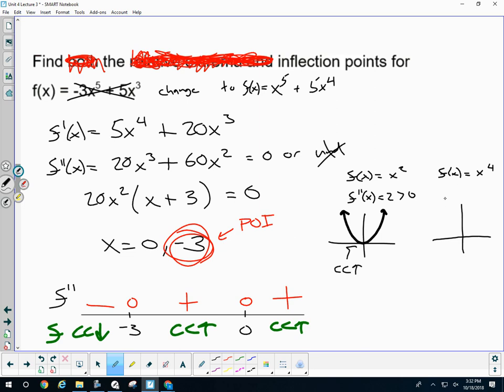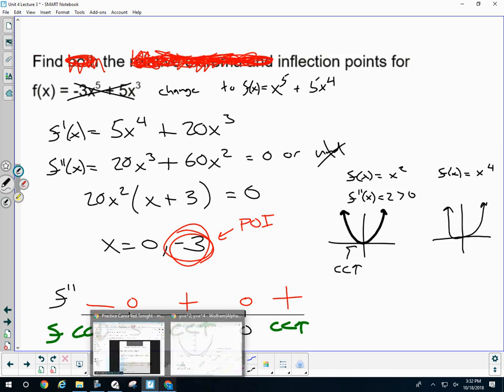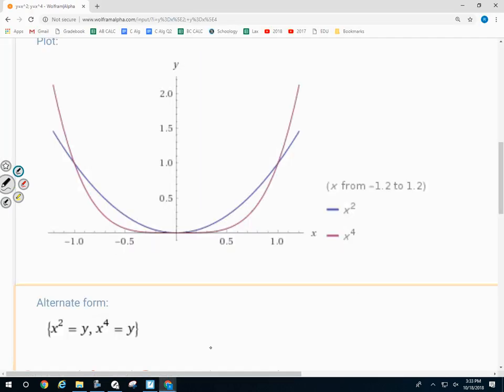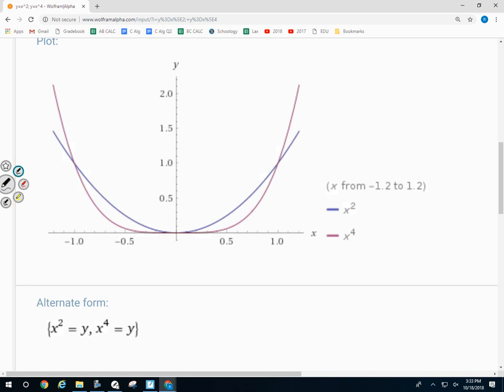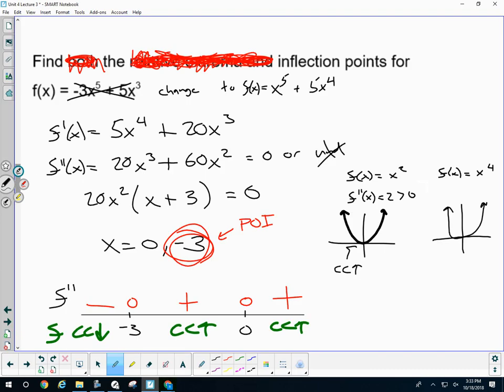Okay? Now, x to the fourth ends up being slimmer, but notice, and you can see it on the picture, it flattens out. Okay, see x to the fourth comes down and it really flattens out. Well, let's look at the second derivative of x to the fourth. So it's 4x cubed, and then it is 12x squared.